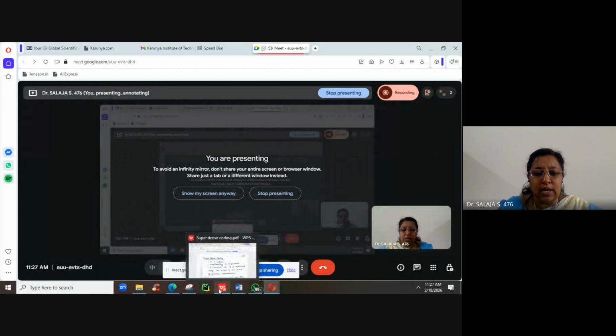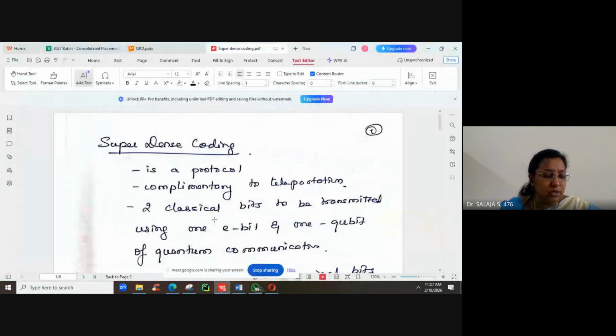In today's class, we'll discuss the topic super dense coding. This super dense coding is a protocol which is complementary to the teleportation protocol. What do we do here? We try to transmit two classical bits instead of a qubit.